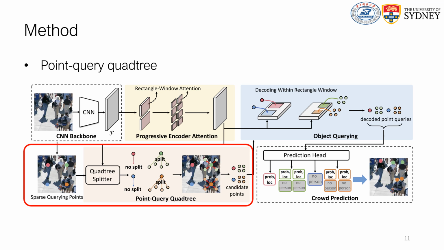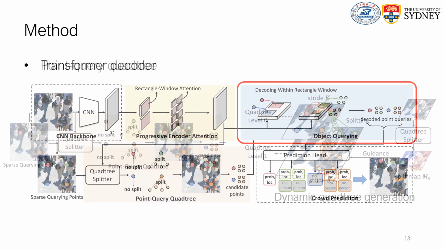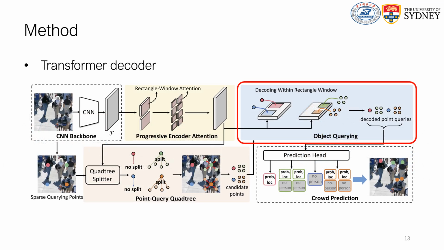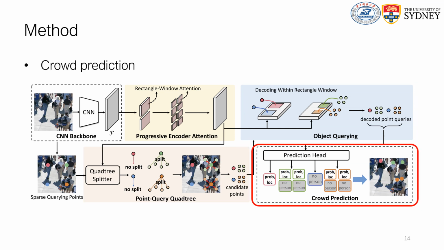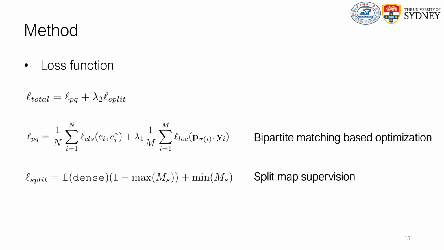Subsequently, the quadtree splitter receives sparse querying points and encoded features as input, outputting a point query quadtree. The quadtree is dynamically generated based on the input image, under the guidance of the split map. The transformer decoder then decodes the point queries in parallel, where attention is computed within a local window. These point queries are finally passed through a prediction head to obtain crowd predictions. We optimize the model using bipartite matching between the predictions and ground truth points. In addition, we also supervise the quadtree splitter to discriminate dense and sparse regions.